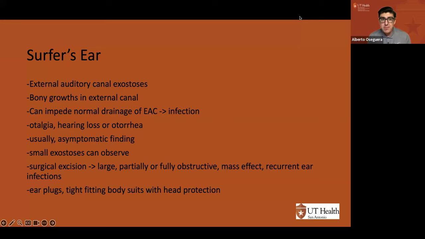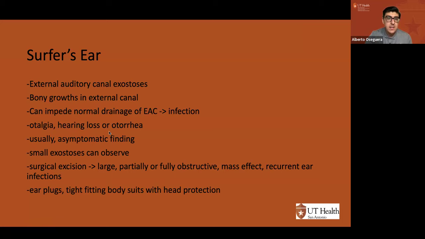If they do present with symptoms, again, usually we'll have muffled hearing, hearing loss, or recurrent ear infections. For these small exostosis, you can just observe. If they're super large or they're just causing recurrent issues, then surgery will need to be discussed to try to remove them, essentially. And to try to prevent these, again, earplugs, tight-fitting body suits for surfers or people who do water sports will be important. And this is kind of what they look like.